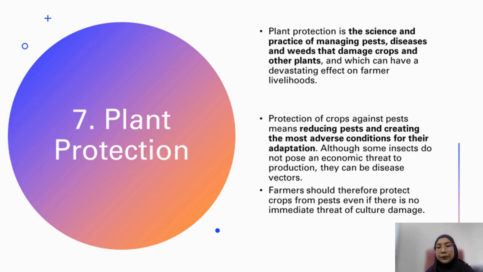So it means here, let's say in your plantation or in your field, insects or pests are attacking your plants. This might reduce your yield and might reduce the quality of the yield. So we need to protect.